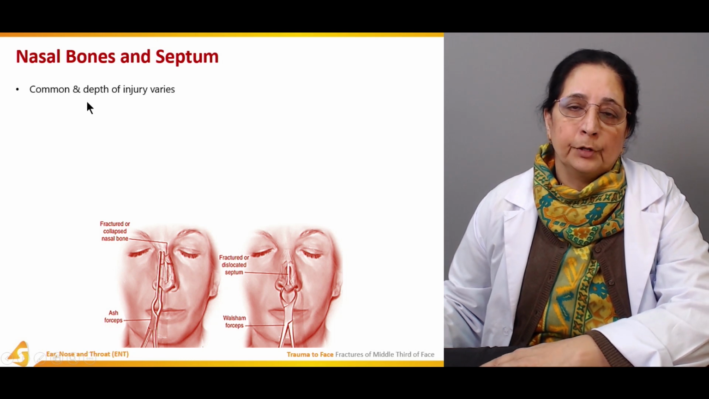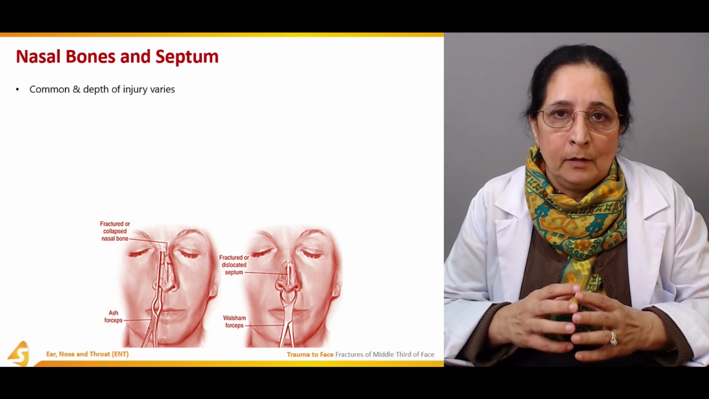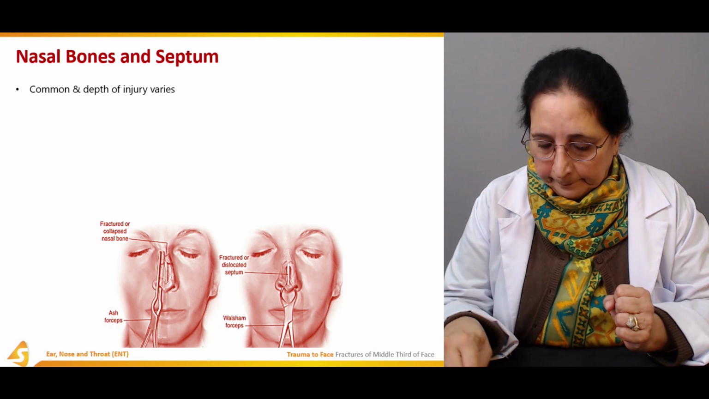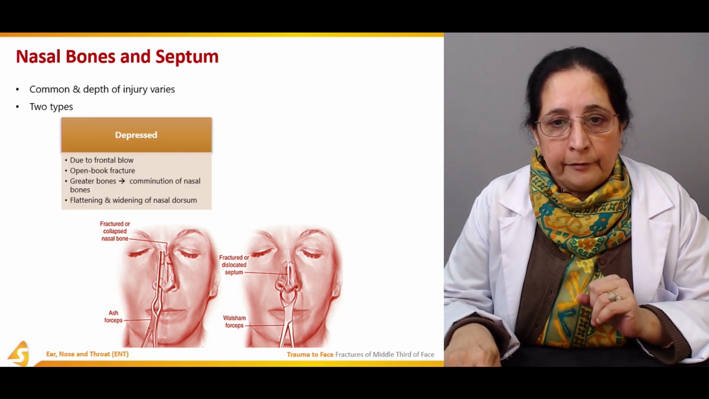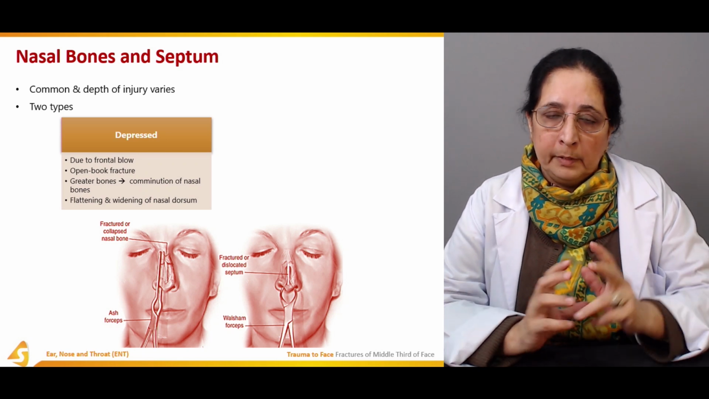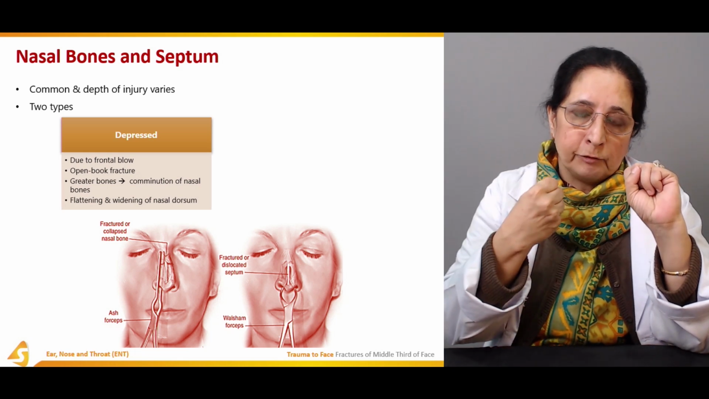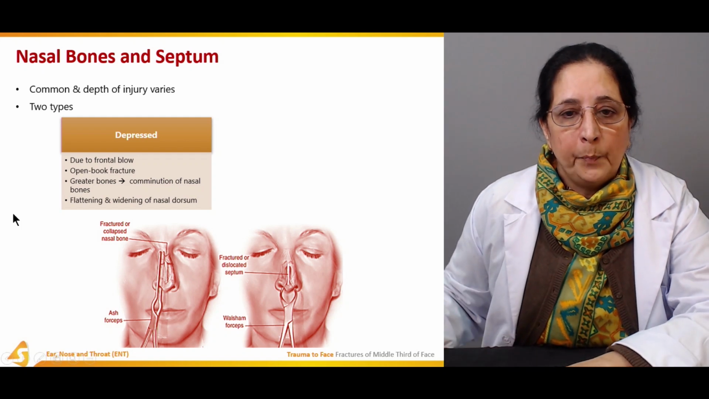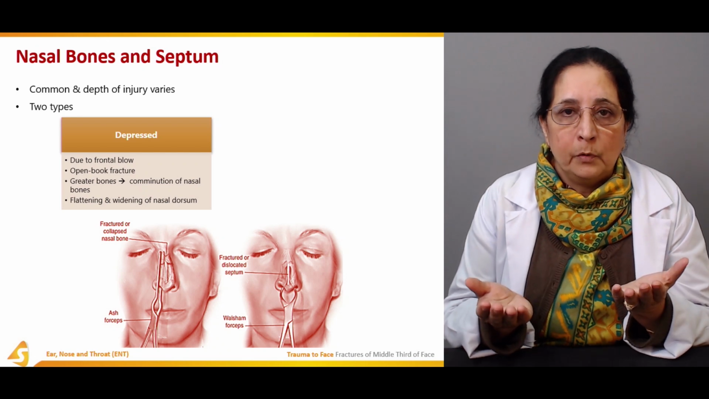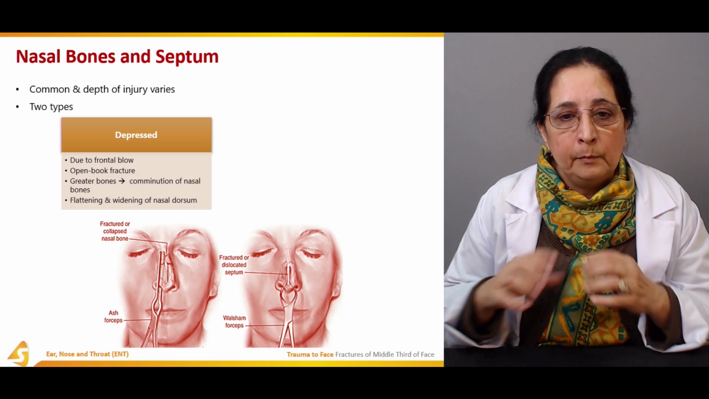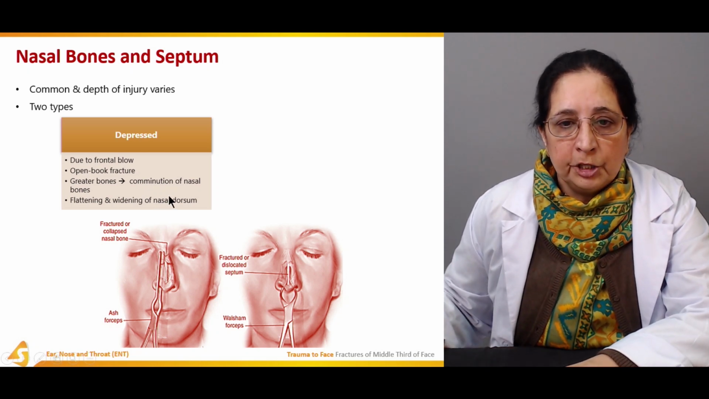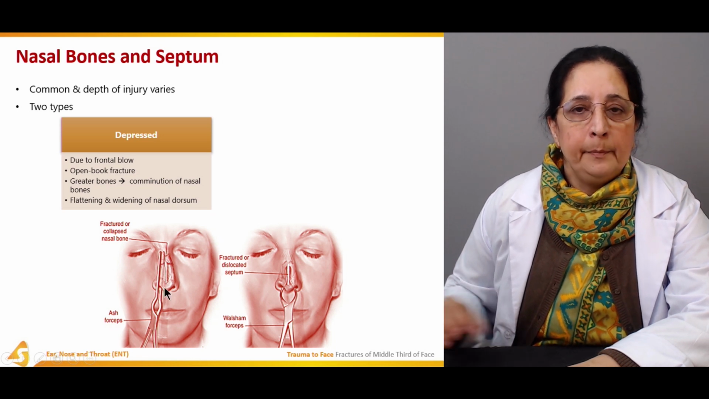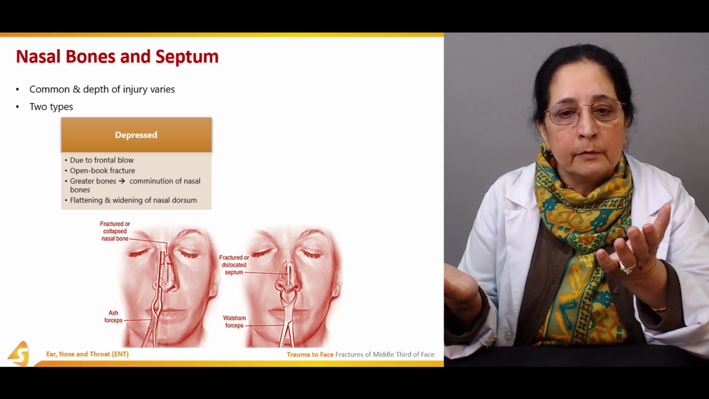Nasal fractures are common, and the depth and involvement of the injury vary depending on how severe the injury is. There are usually two types. The depressed fracture is due to a frontal blow, a blow that comes from the front, and the other is from the side, a lateral blow. So if the blow is from the front, that mainly causes the depressed type of fracture. It is like an open book fracture, depressed because of the frontal blow, with comminution of nasal bones and flattening and widening of the nasal dorsum. This is the nasal dorsum. It becomes wide open because it is like an open book fracture.